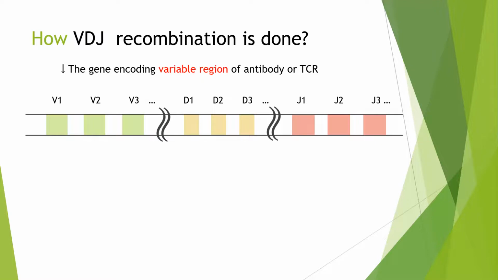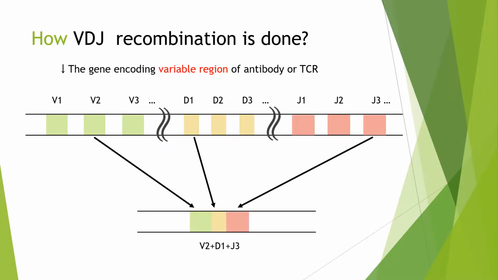Finally, let's take a closer look at VDJ recombination. Gene regions which encode antibodies or TCRs include V, D, and J regions. They are a series of gene fragments, and the genes for antibodies or TCRs are constructed by selecting from and binding together each of these regions.